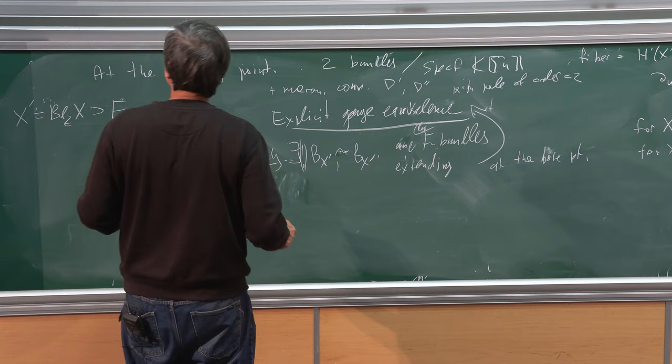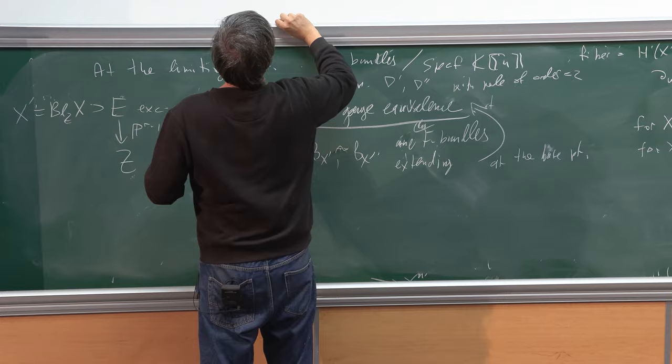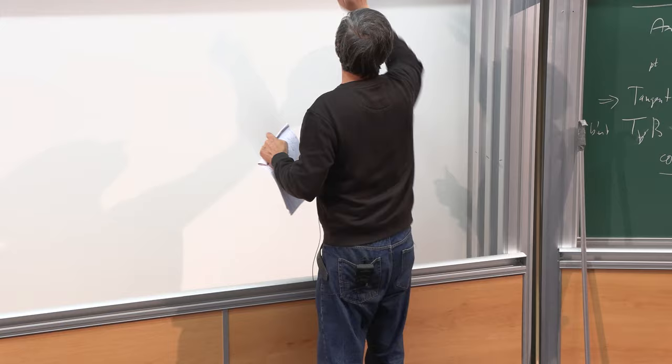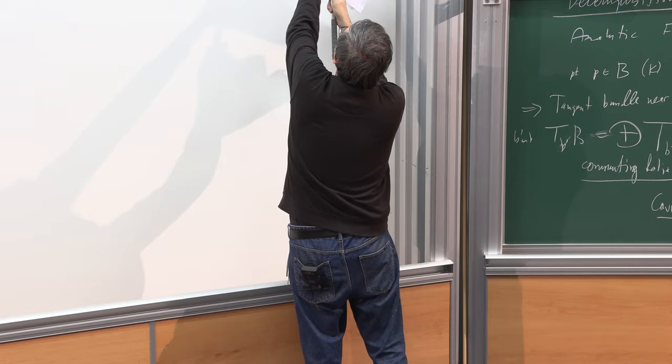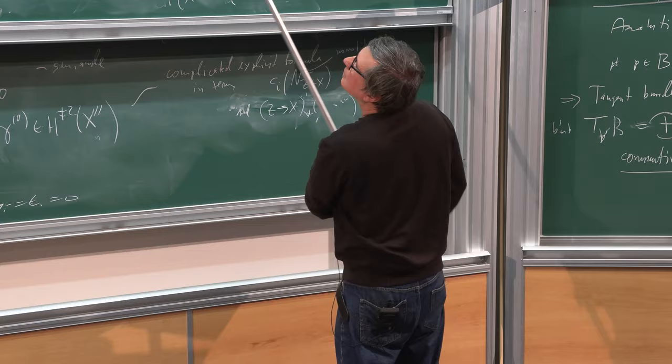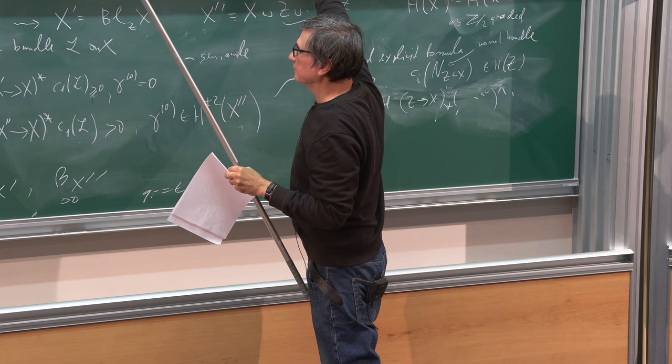So these two bundles, I have two different bases. I can identify bases and identify bundles, yeah. It's F bundles, yeah. What do we really need to disagree?